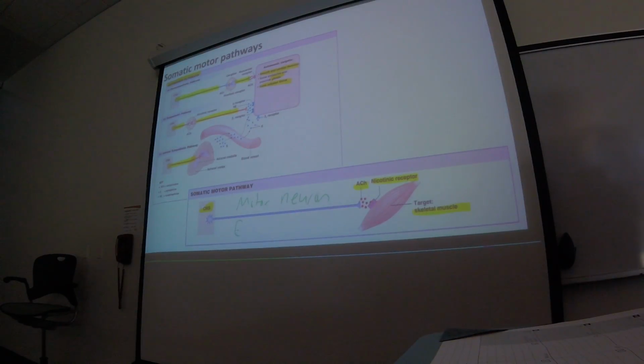Or you can call this an efferent neuron. Either name's acceptable. The one thing is that the ganglion is closer to the CNS in the sympathetic, and closer to the tissue in the parasympathetic.